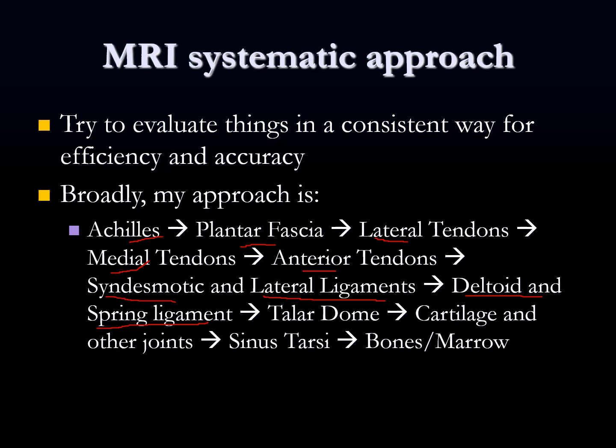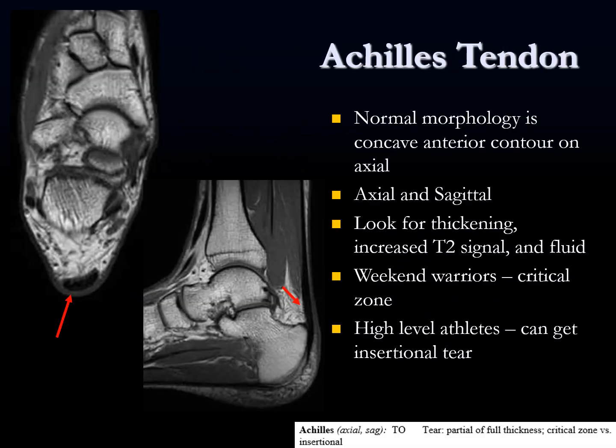After I'm done with all the ligaments, then I'll do the talar dome. Then I'll look at the cartilage of the ankle, and I'll look at all the other joints of the ankle. I'll look at the sinus tarsi, and one more look through the bones and marrow. So that's basically the quick and dirty of how I do it, and we'll go through that structure by structure.